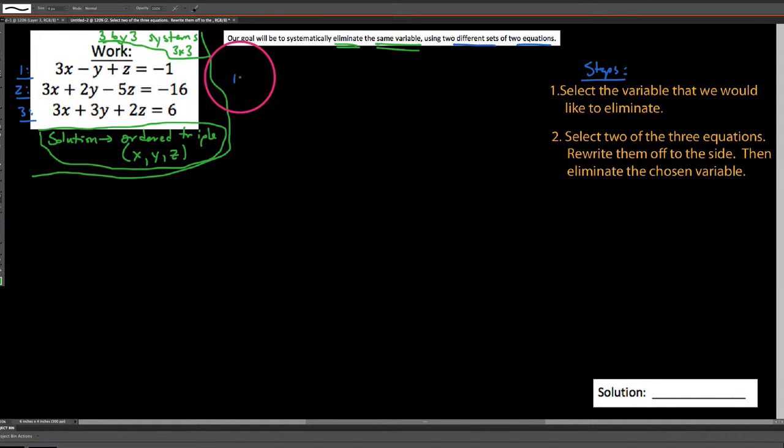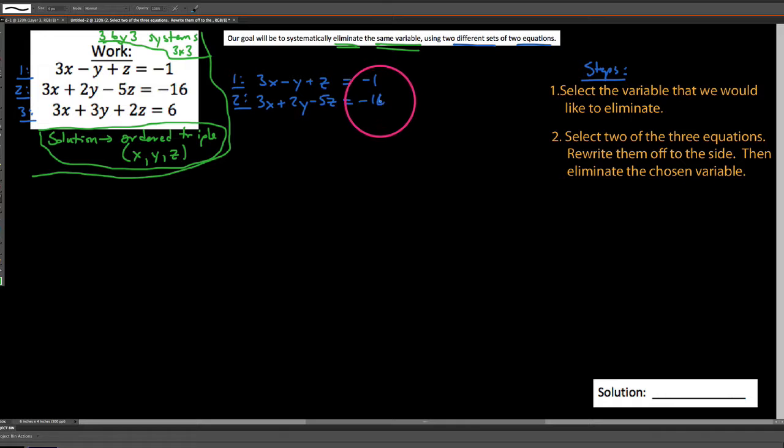So the way this would look is this. I'm going to say I'm going to use equations 1 and 2 because it doesn't really matter. They both have a 3x on them. So I'm going to say 3x minus y plus z equals -1, and then I have 3x plus 2y minus 5z equals -16.